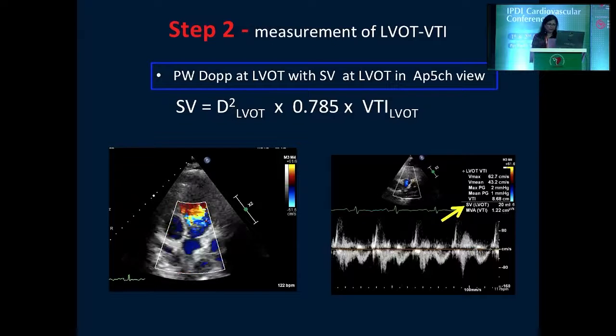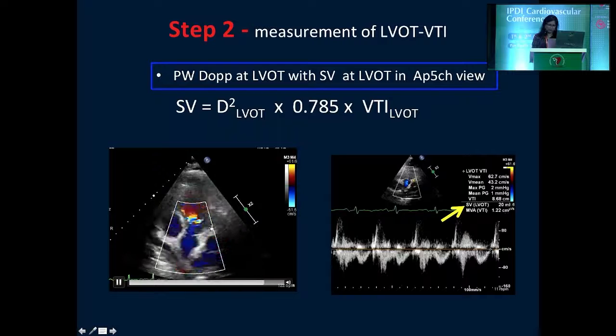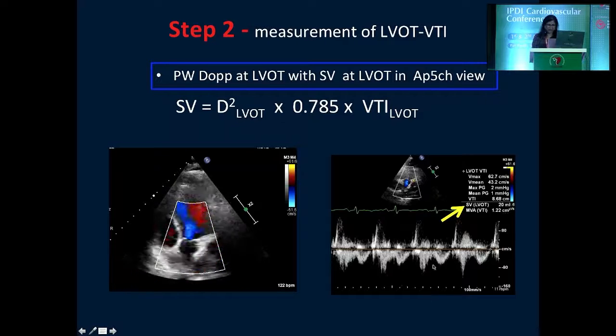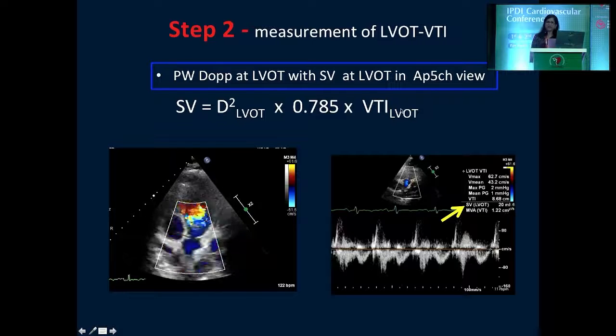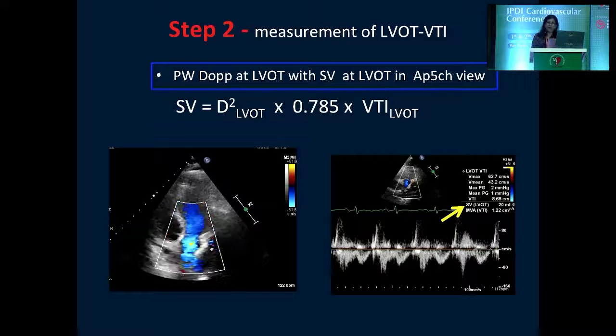Go to the apical 5-chamber view, put the color flow, get the cursor, put the sample volume in the LVOT, and get the VTI. And then you trace. As you trace, the machine gives the value of stroke volume by applying this formula. So it's a very easy way to calculate the stroke volume. And it is so important in the ITU, and not only for the ITU.